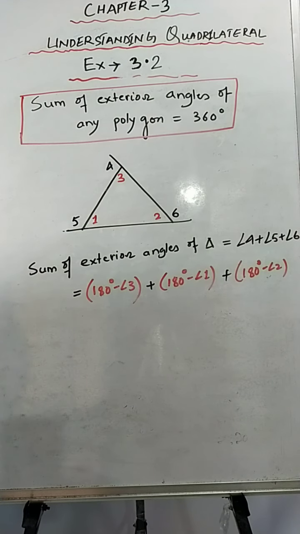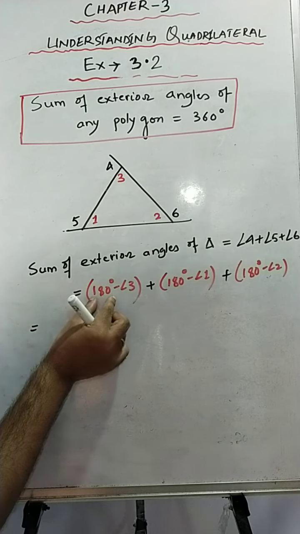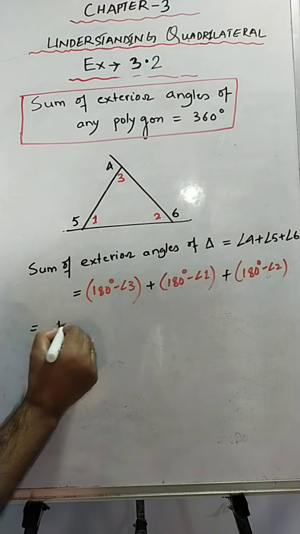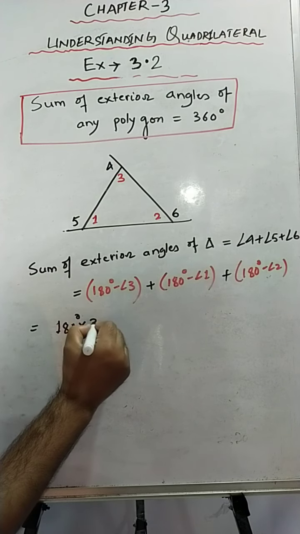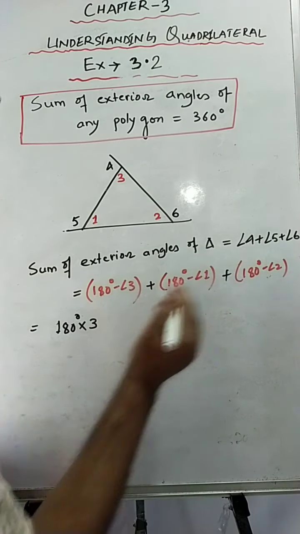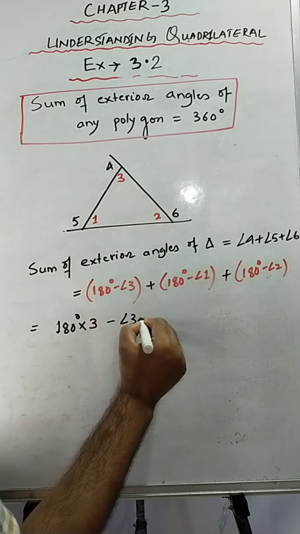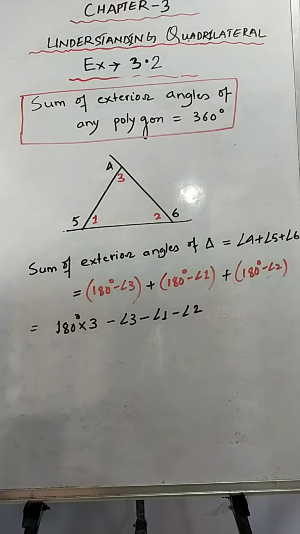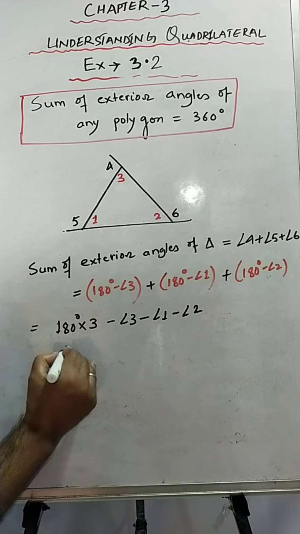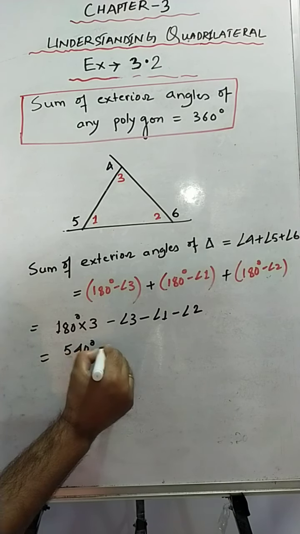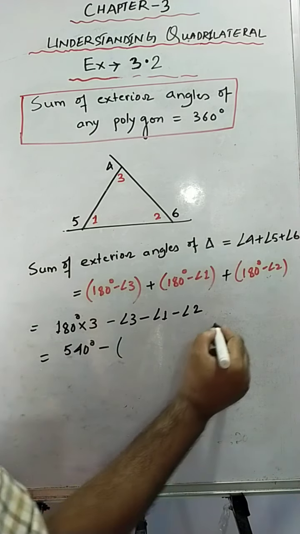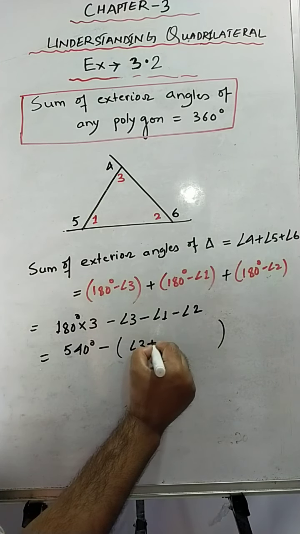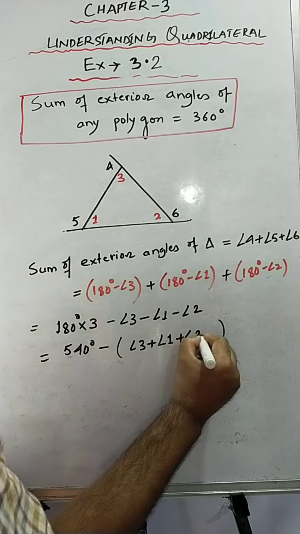Now carefully observe, students. How many 180 degrees are there? How many numbers are there? 3, isn't it? So we'll multiply 180 degree into 3. And all the angles are carrying a negative sign, so we'll write all the angles like this. Fine. So 180 degree into 3 is 540. We'll take minus sign as common and we'll put all the angles inside the bracket, that is angle 3 plus angle 1 plus angle 2.